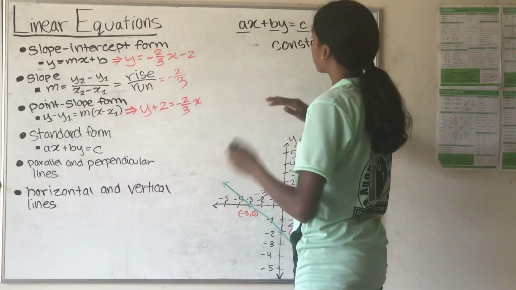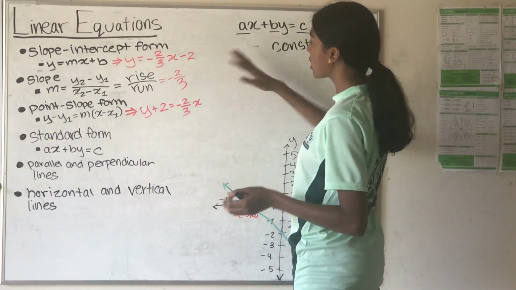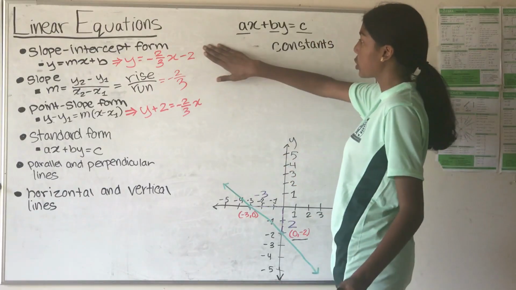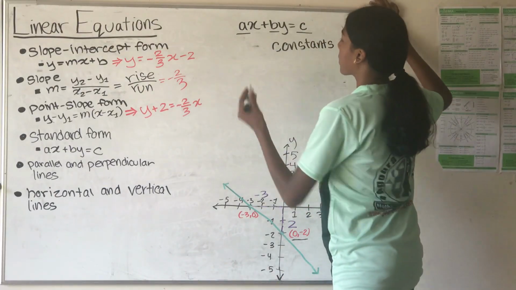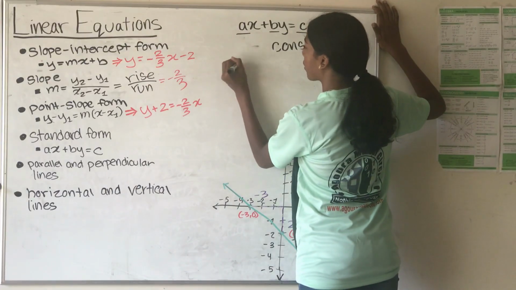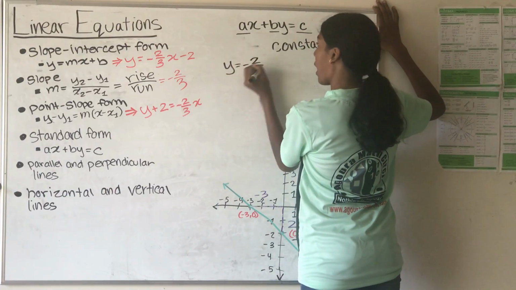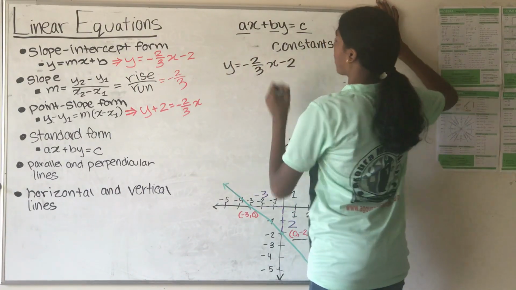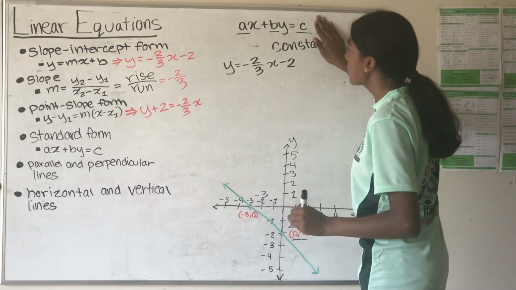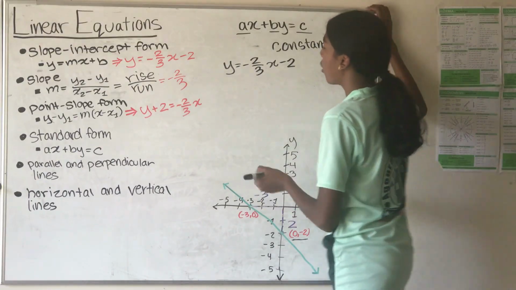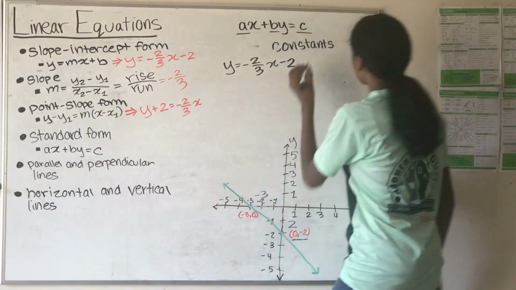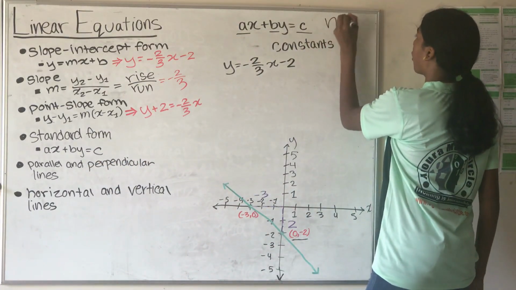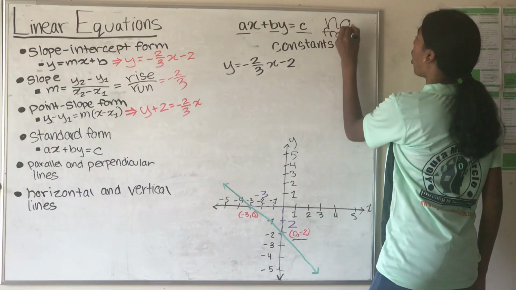So we're going to choose one of these. It really doesn't matter which. I'm going to choose this, and we're going to manipulate it in a way so we get this. So writing it down, we got y equals -2/3 x minus 2. So one thing about this is there are no fractions. I'm just going to write that here. No fractions or decimals.